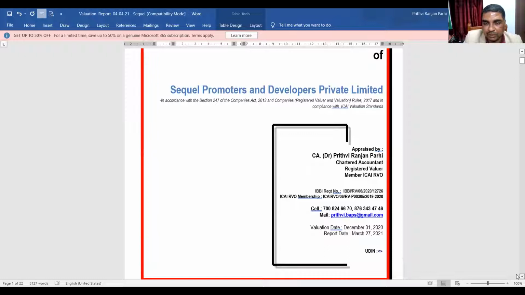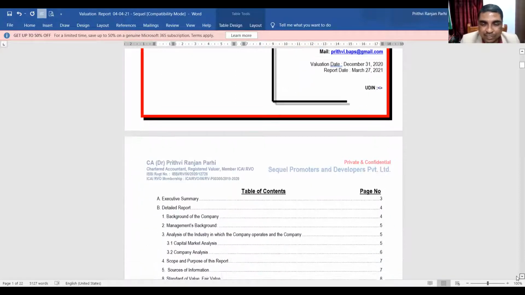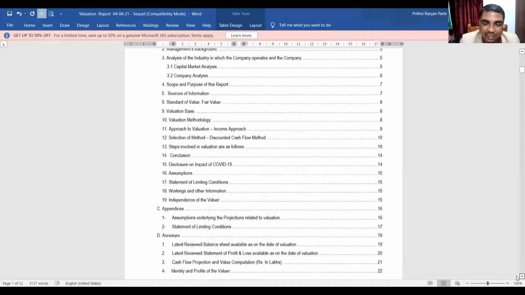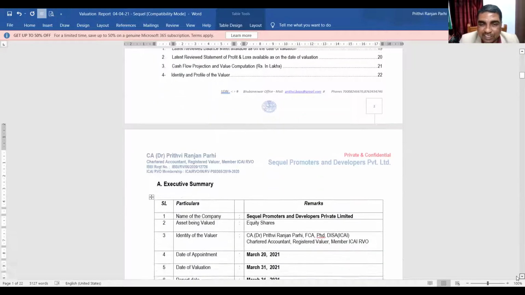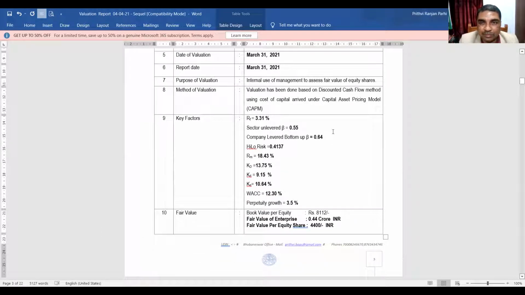This is a valuation report as of December 31st, 2020. On that day, the company had done some kind of valuation of its equity shares. For the purpose of understanding this model, we'll take that valuation. You can see the valuation method: it is done on the discounted cash flow method, using the capital asset pricing model.